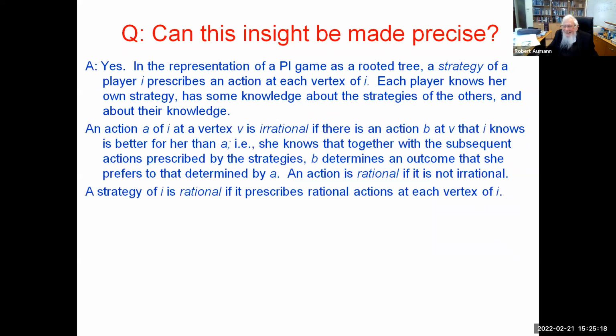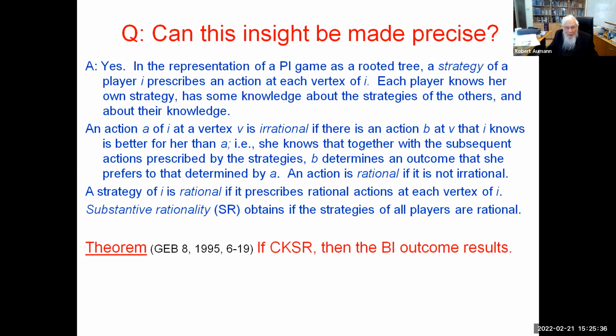So rationality depends on what you know. A rational choice may depend on what you know. Not only may depend, it usually does depend. Now, a theorem, published in Games and Economic Behavior: if there is common knowledge of substantive rationality, then the backward induction outcome results.